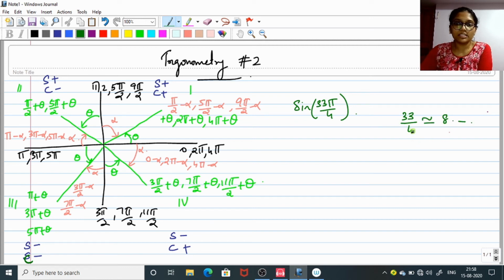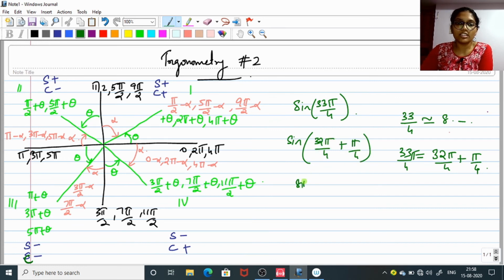Which means 33π/4 can be written as 32π/4 plus π/4. See, why I wrote 32? Because 4 eights are 32, isn't it? When another π/4 is added, it becomes 33π/4. So sin 33π/4 can be written as sin(32π/4 + π/4).